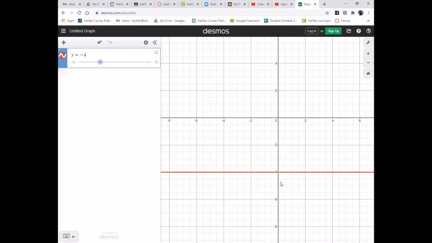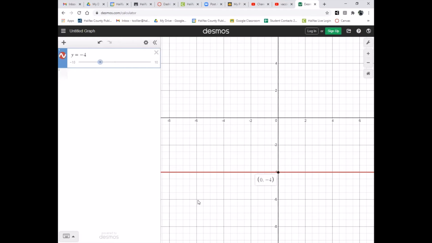So this is the line that they give us. I know that the line is flat. It's completely horizontal because the slope is 0. And I know that b is -4. That means that the line has to cross the y-axis at -4. So the y-intercept is right here.